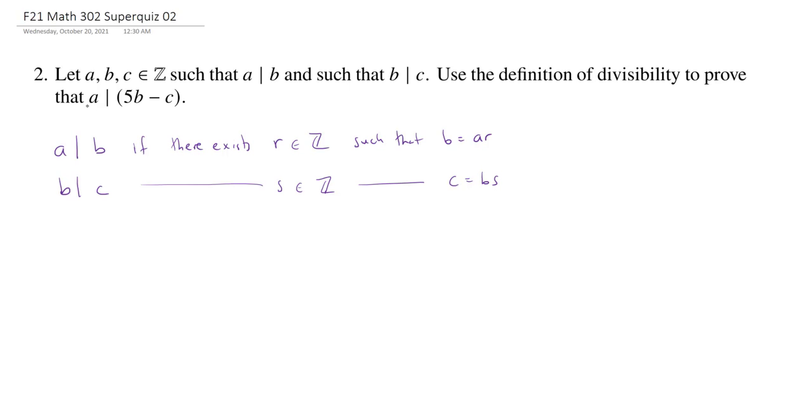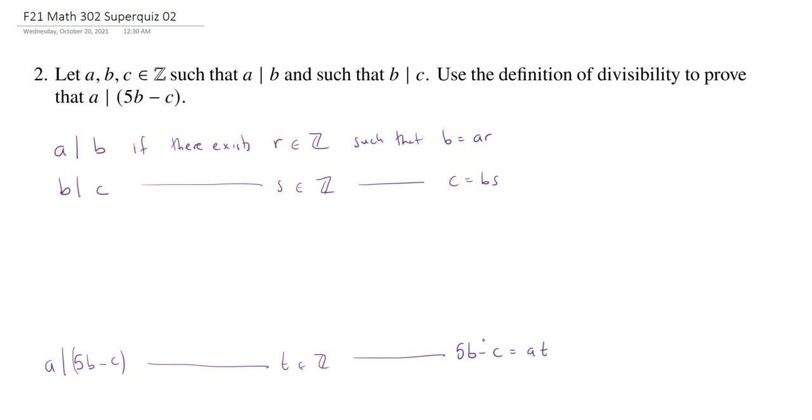Now what is our goal? Our goal is to show that a divides 5b minus c. So what would that mean? We'll put that down at the bottom because that's where we want to end up. a divides 5b minus c if there exists some element t in Z such that 5b minus c is equal to a times t. Okay, so this is our goal. Find something to multiply a by so that we can get 5 times b minus c.